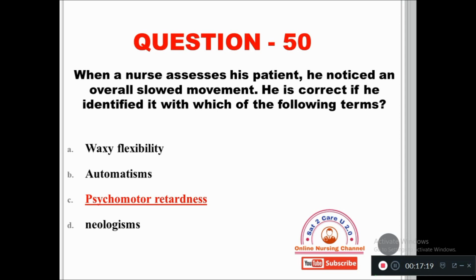Option B, automatism, is wrong because it is defined as maintenance of posture or position. Option D, neologism, is wrong because it is the inventing of words that only the client can understand. So the right term is psychomotor retardation.